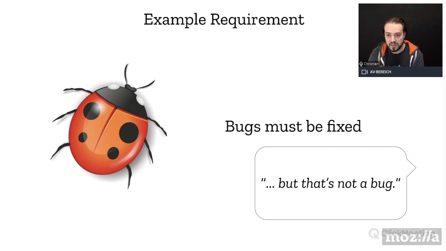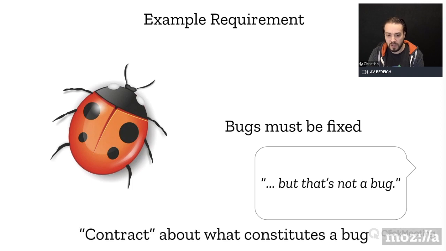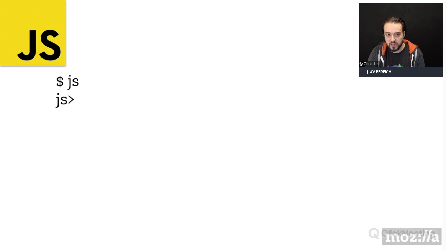And in my opinion, this can be solved by having a contract about what constitutes a bug. And of course, this contract will not be static. It will change over time with the software. But you should have an initial good idea about this contract. And I'm going to give you a very simple example from fuzzing at Mozilla, in particular from my area, which is the JavaScript engine. So we have this JavaScript shell that we use for testing JavaScript.